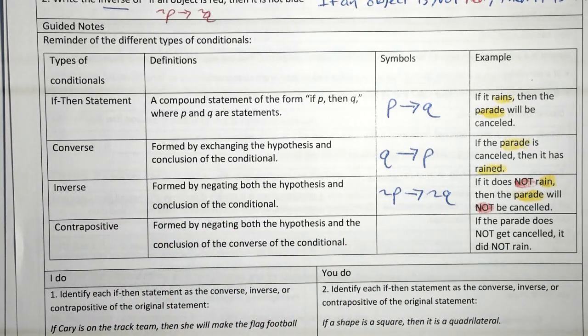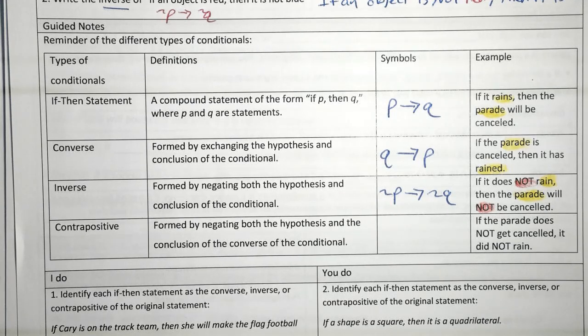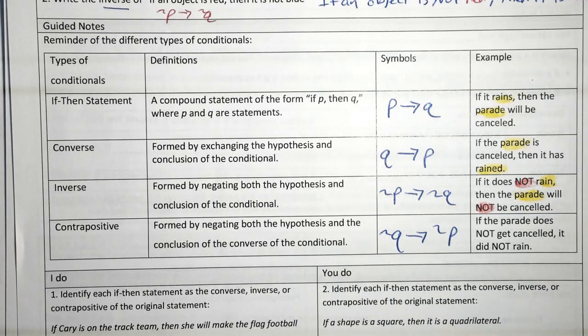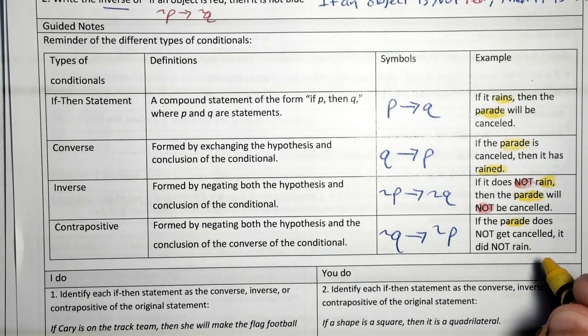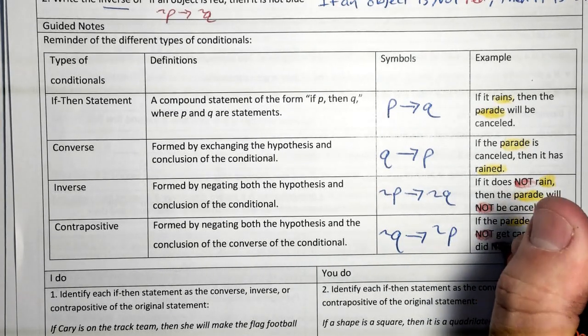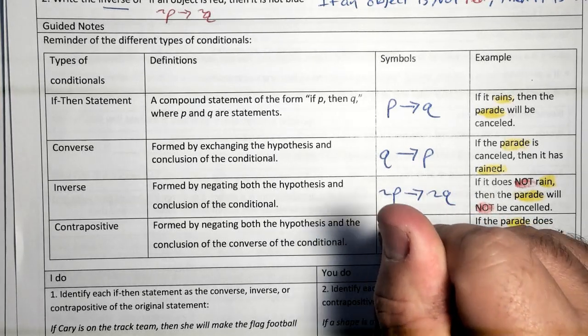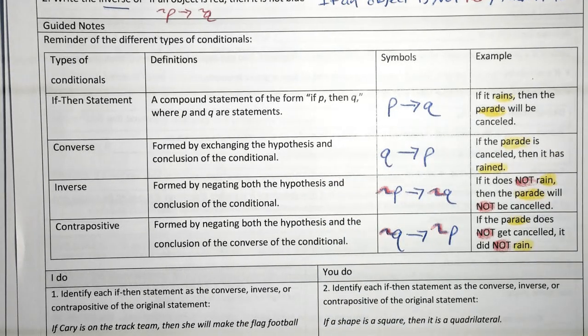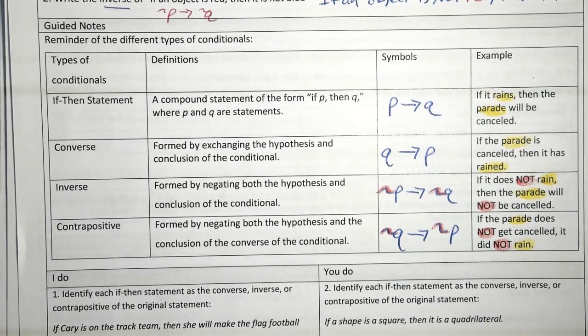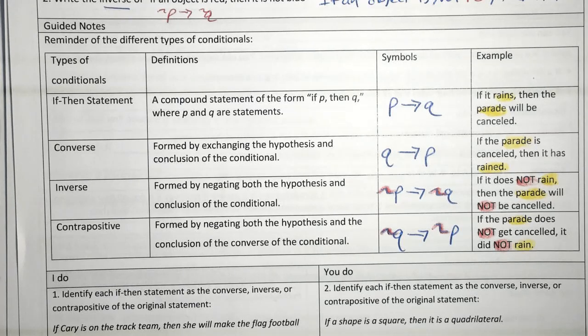Inverse, negating both statements. And then finally, contrapositive. That's formed by negating both the hypothesis and the conclusion of the converse. So we flip-flop Q and P, but we're taking the not of both. So if not Q, then not P. Parade was our Q, so it goes first. Rain is our P, it goes second. Not and not. If the parade does not get canceled, then it does not rain. Hopefully this is kind of making sense.